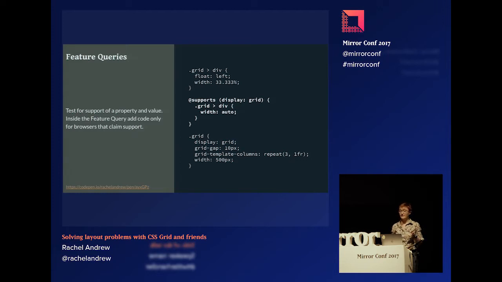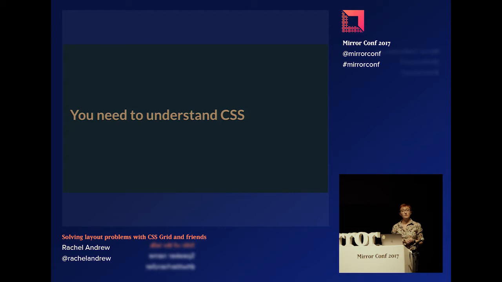And in reality, in production, most of my feature queries are just full of a set of resets. I'm just putting my sizes back to auto, maybe removing a few margins. This is all pretty simple, as long as you understand CSS. You need to know how to use the cascade. That's how we can create graceful fallbacks with minimal code. You do need to understand CSS.